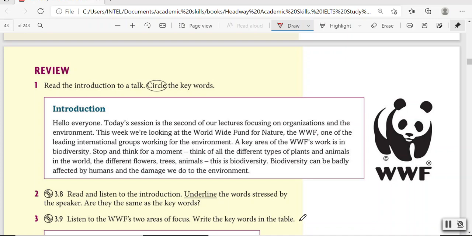And also we focused and we explained numbers. How can you read numbers? And word stress on numbers. How can you stress on numbers? And also presentation. How can you present a presentation?